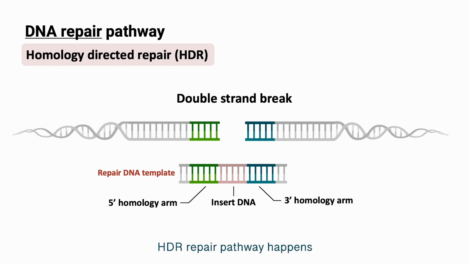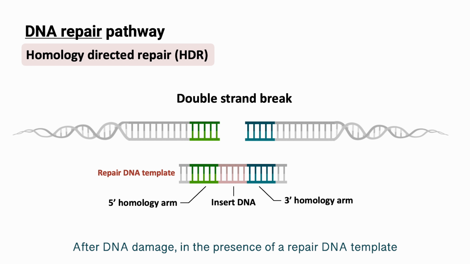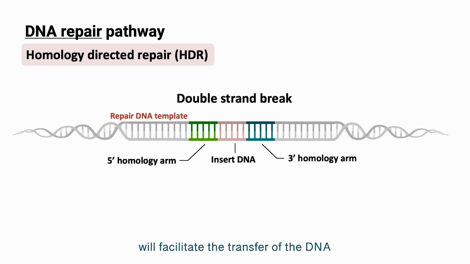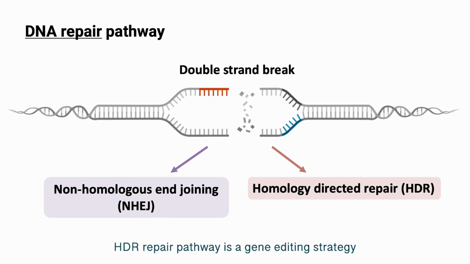The HDR repair pathway happens only after a DNA double-strand break. After DNA damage, in the presence of a repair DNA template, homology arms complementary to the genomic DNA will facilitate the transfer of the DNA of interest into the genomic DNA. HDR allows the introduction of specific sequence changes. HDR is a gene editing strategy to insert any desired sequence.